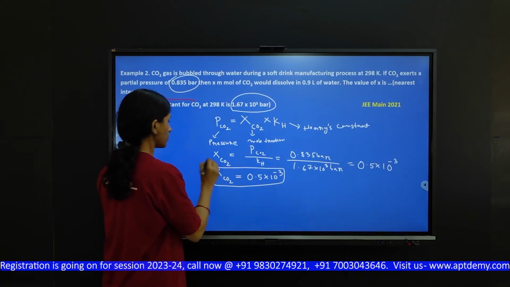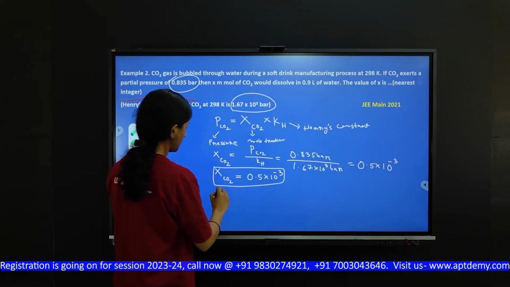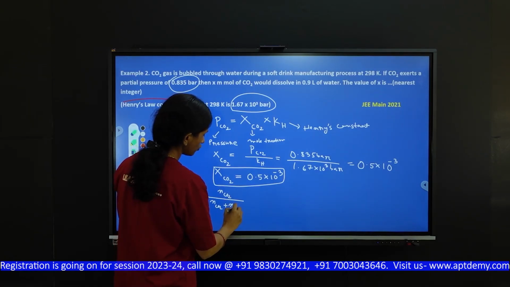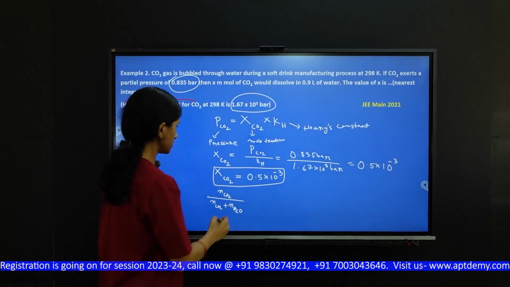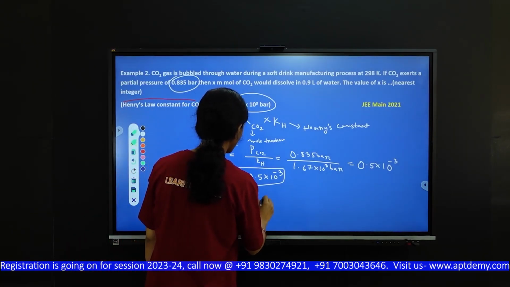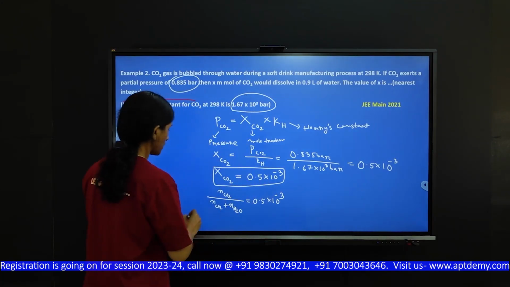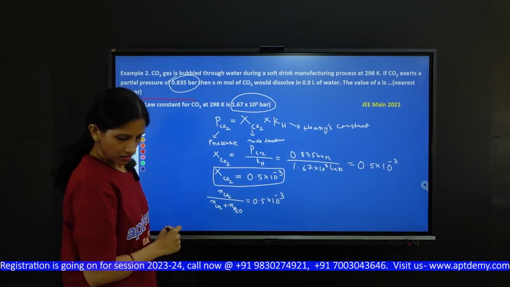And now your XCO2 can be written in the following way: number of moles of CO2 divided by the number of moles of CO2 plus number of moles of H2O, the total number of moles in the solution, is equal to 0.5 times 10 to the power minus 3. Number of moles of CO2.